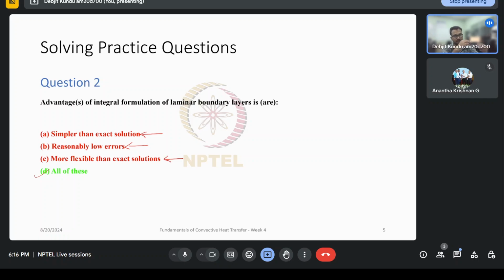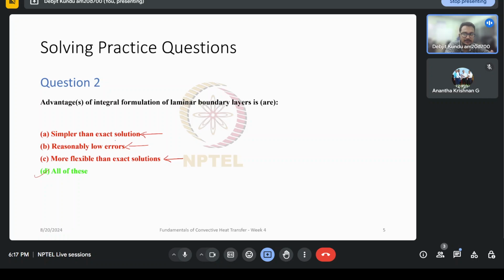This is also true. Since we're making those simplifying assumptions, we can make different kinds of assumptions, and that way we can customize our approach to different axioms or different assumptions that we make.